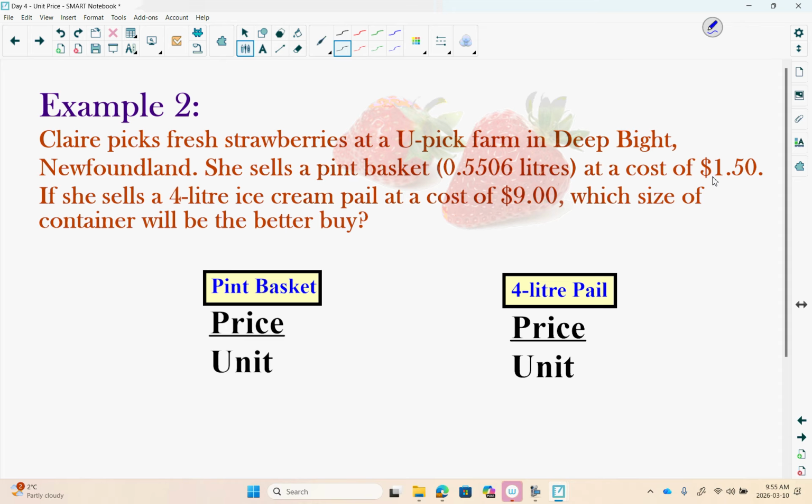Okay? Like some people, if you're just looking at how much you would spend, maybe some people think that $1.50 is better because it's less than $9.